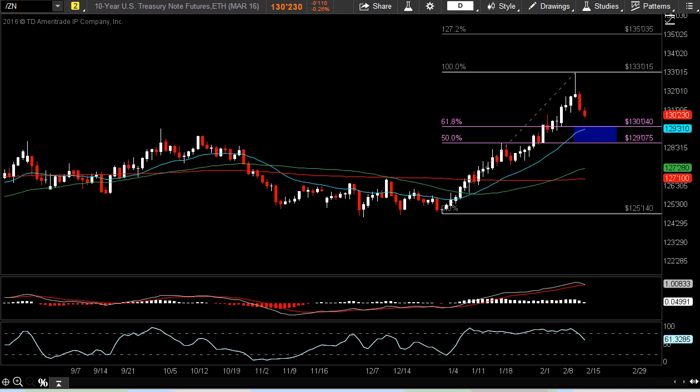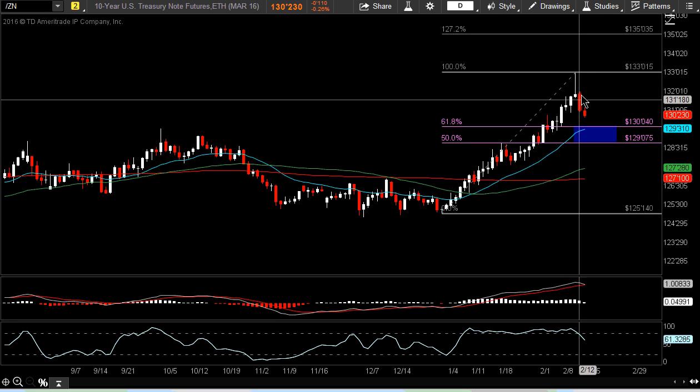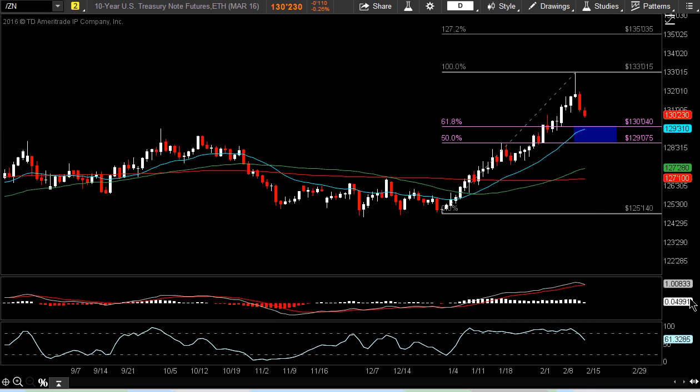Okay, and here's the 10-year bond that we've been talking about. You see this shooting star. Now we've got a little bit of an evening star type of pattern playing out. Okay, so I'm looking for this thing to come back down to maybe somewhere around 134.0 to 129, somewhere around this 61.8 and 50.